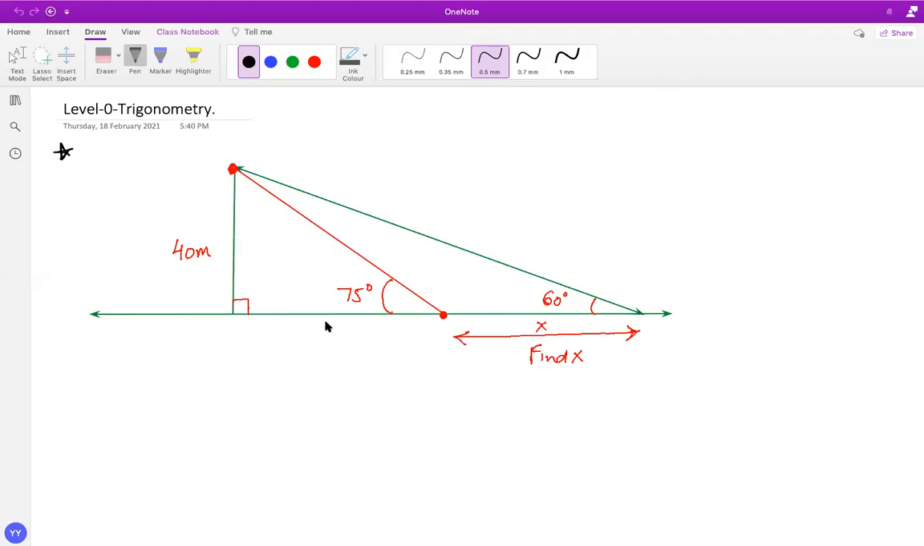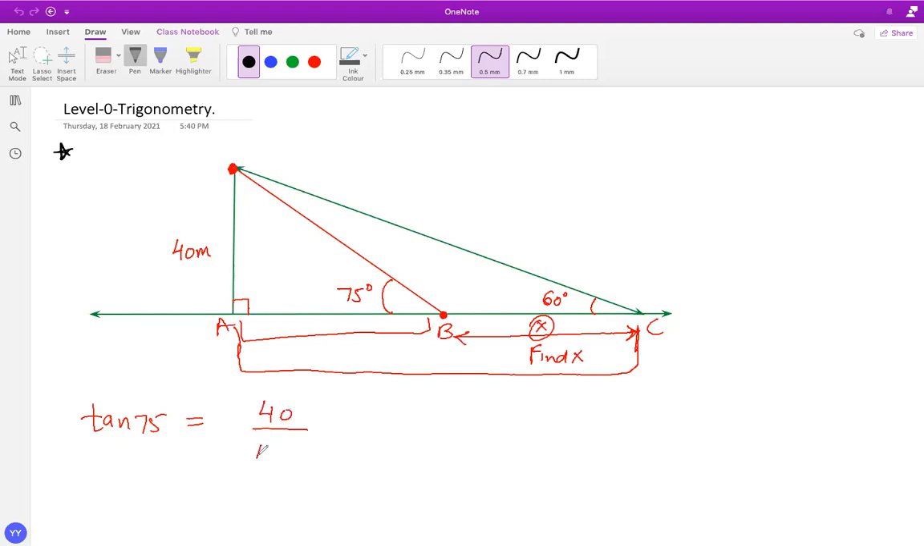For this question, what we are supposed to find is the missing x value. The first important information I'm going to use is to find this total length until here, and then I'm going to use this length and subtract them. Let's see what ratio is best suited for this. I have the opposite side and the adjacent side. So I can use tan of 75. Let's say if I take this as A, B, and C to be precise, tan 75 will be 40 over AB.